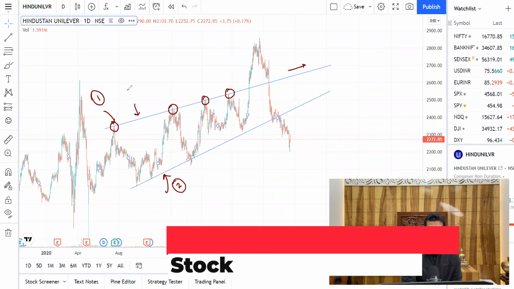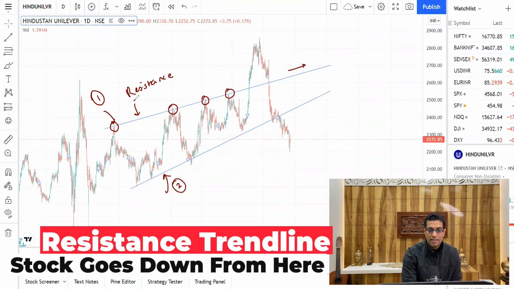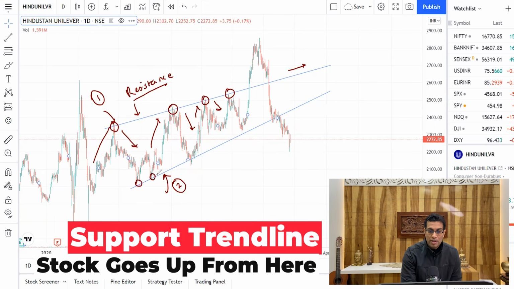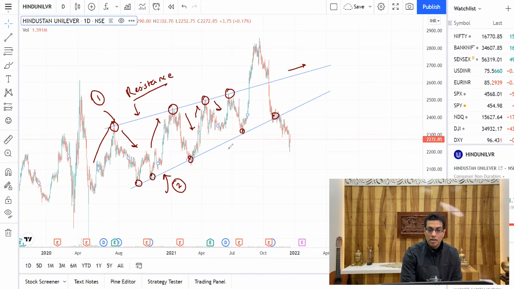And this is a resistance trend line. Why is it a resistance trend line? Because every time the stock moves, it touches, it goes back, it touches, it goes back, it touches, it goes back, and so on and so forth. And this is a support trend line. I've connected these different points. Roughly this is also connected, this is also connected, and this is a support trend line.